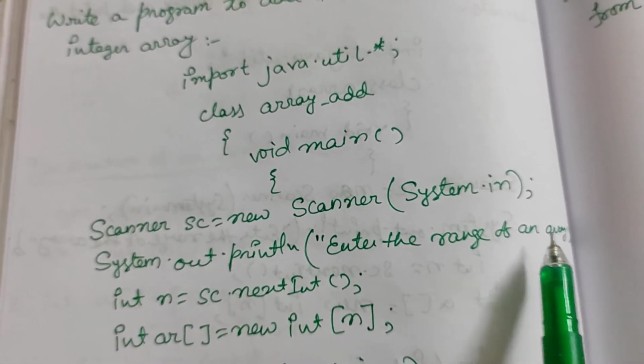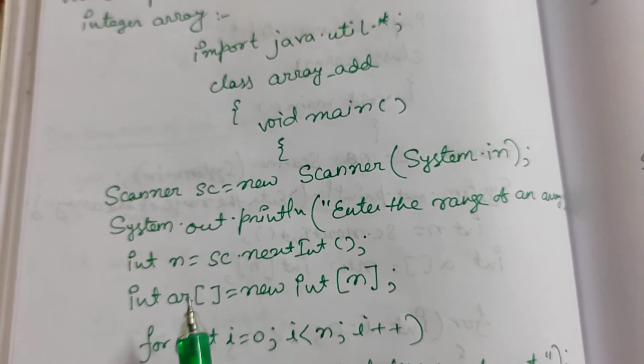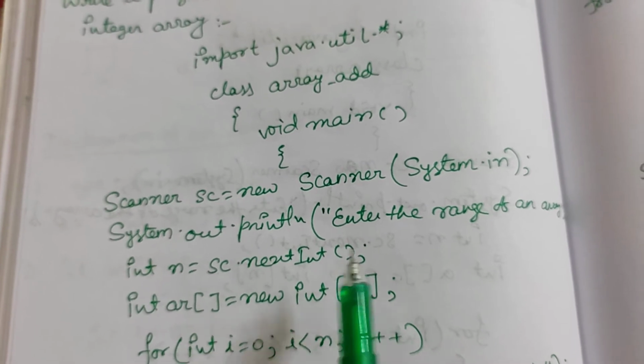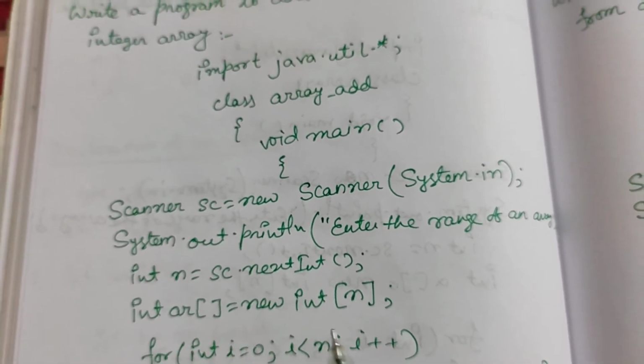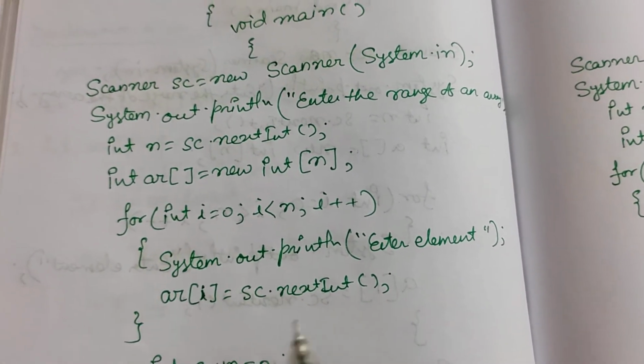System.out.println("Enter the range of an array"); int n = sc.nextInt(); int ar[] is the array name, equals new int[n], the number of elements it can store. Now that is the input part. In the last video also we learned how to take input.